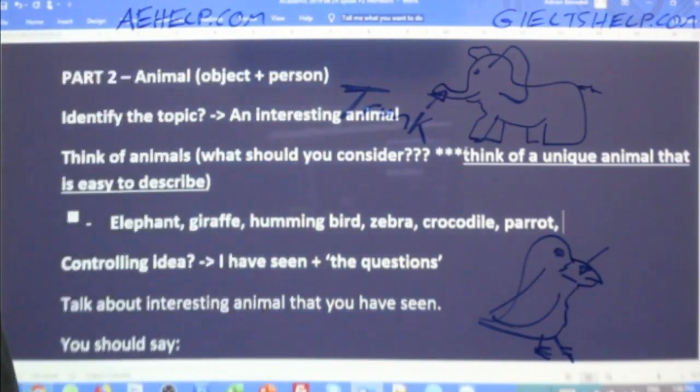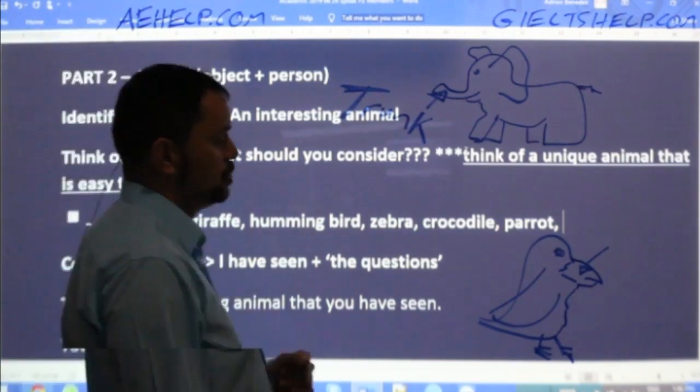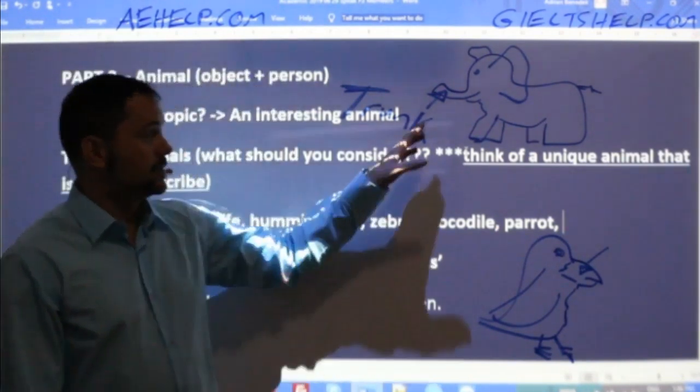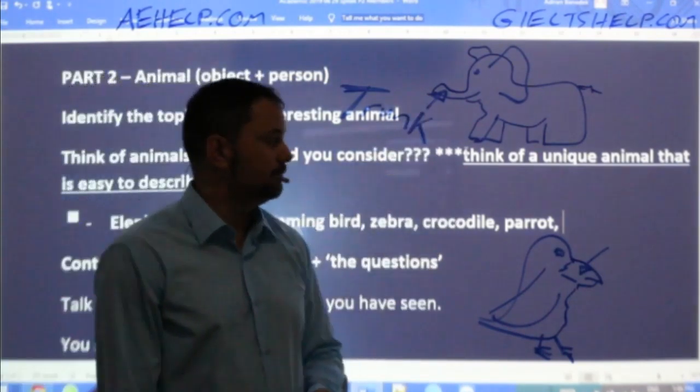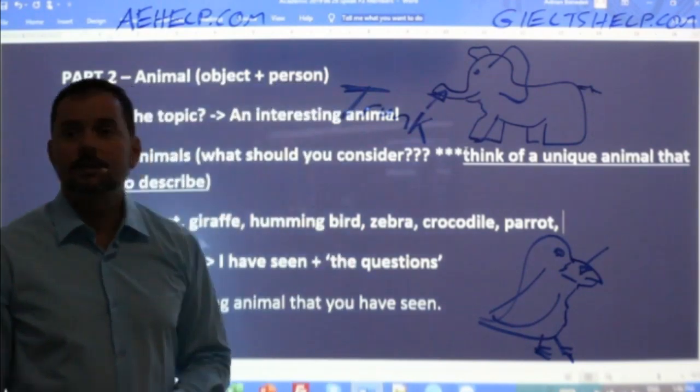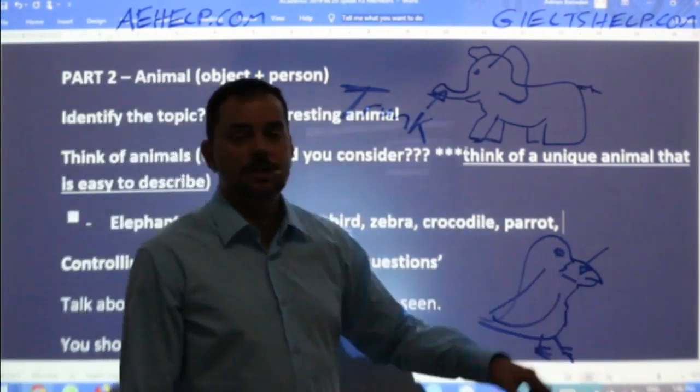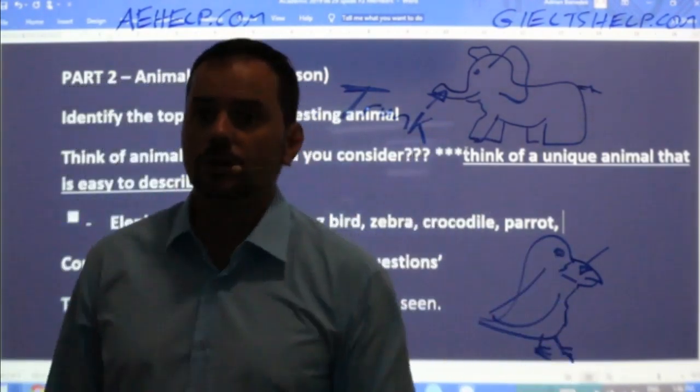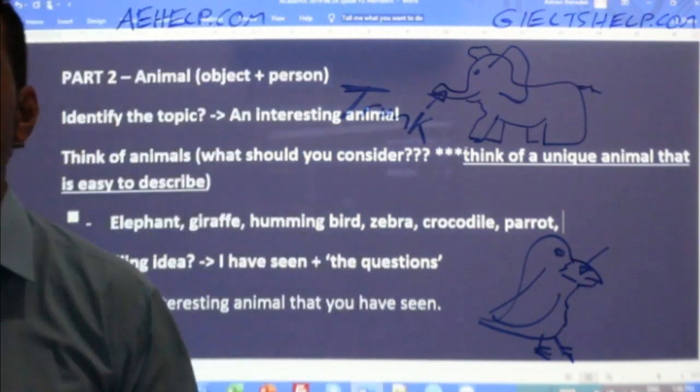Okay. So again, make sure that you can talk about the animal that you're going to choose. It's very important. So this is the trunk, right? What is this part? What is the mouth of the bird called? In English, of course.